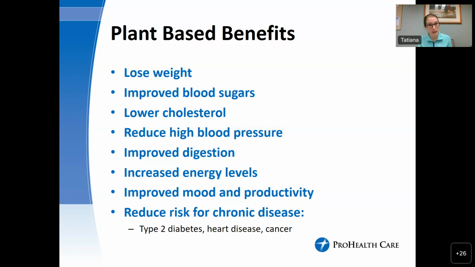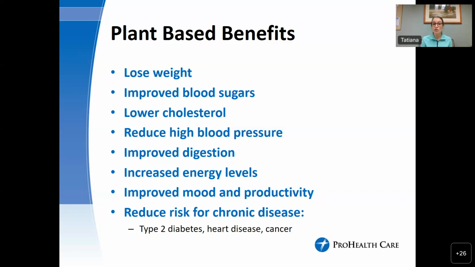Well, a whole food plant-based diet over time can really help to shift that and reduce that insulin resistance. So where that person's pancreas is still producing insulin, their body is now more receptive to using it better, and so it helps to improve those blood sugars.